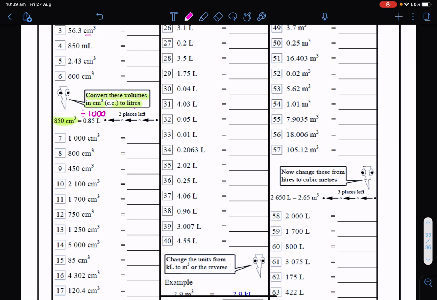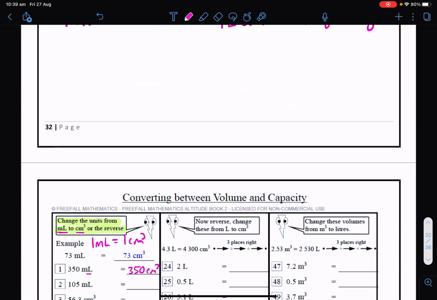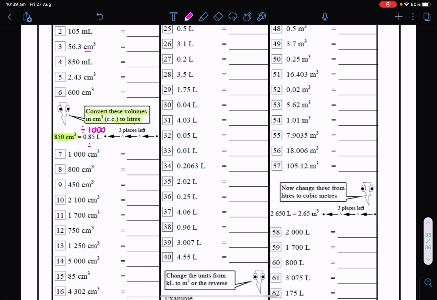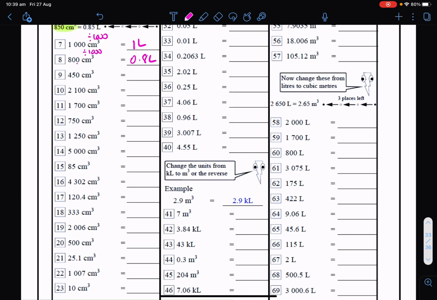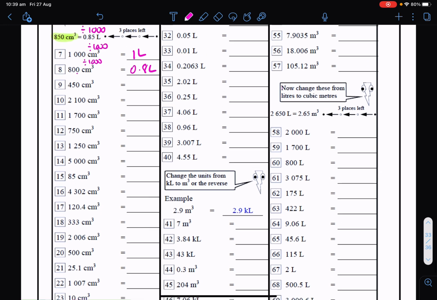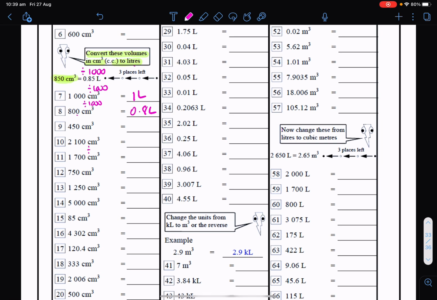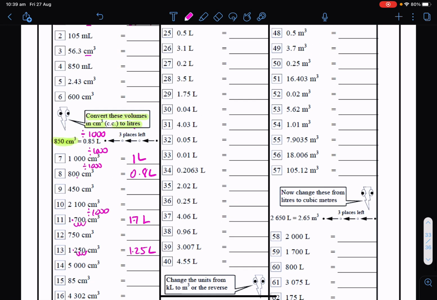So if we've got 1,000 centimetres cubed, you can go back up here, we've got 1 litre. So we're going to divide that by 1,000, which gives us 1 litre. If we have 800 centimetres cubed, divide that by 1,000, and we would end up with 0.8 litres, okay? So as you go down the page, you can see they're all in centimetres cubed, so you can do them all. Divide by 1,000, so that's going to go 1, 2, 3 places, 1.7 litres. 1, 2, 3 places, 1.25 litres, okay? So you can keep dividing those by 1,000.